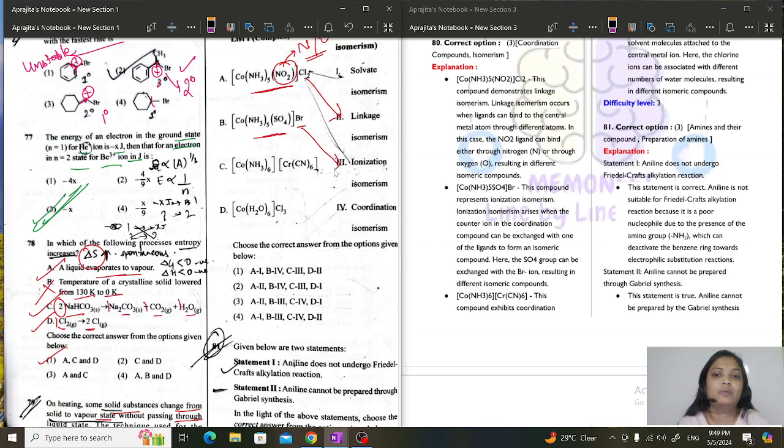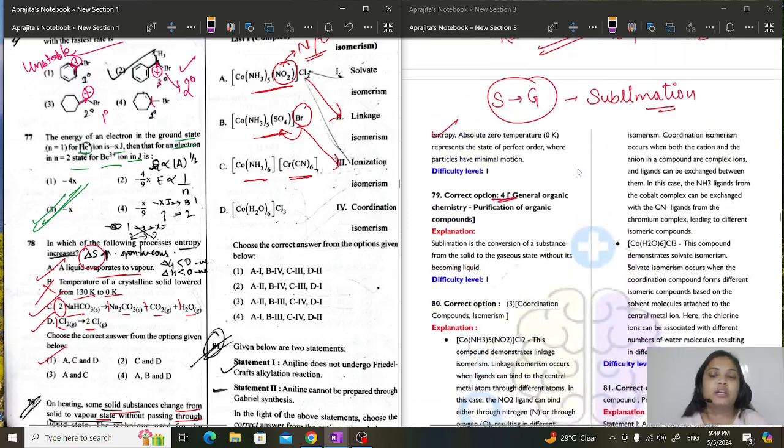That is the third one, because when this compound will ionize, the counter ion can be exchanged with the sulfate. So here sulfate and bromide can exchange and we will get different ions. So that is why it is giving us ionization isomerism.